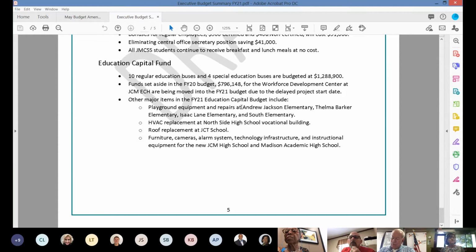We've started with the engineering services on that, but we won't encumber the actual project until after July 1st. So we're moving those funds into the original budget for next year so that we can get started shortly after July. Other items included in next year's budget would include playground equipment and repairs, HVAC replacements, roof replacements, and then furniture, cameras, alarm systems, and all the items that are needed for the new JCM High School and the Madison Academic High School.